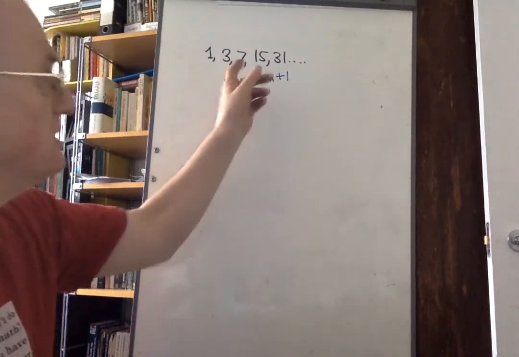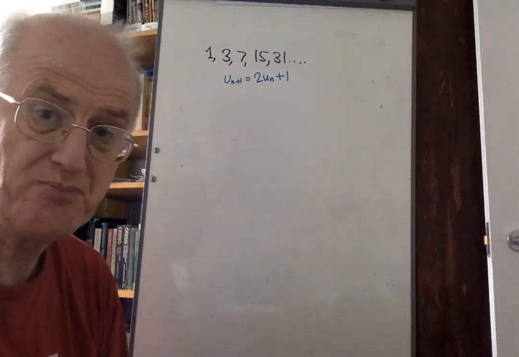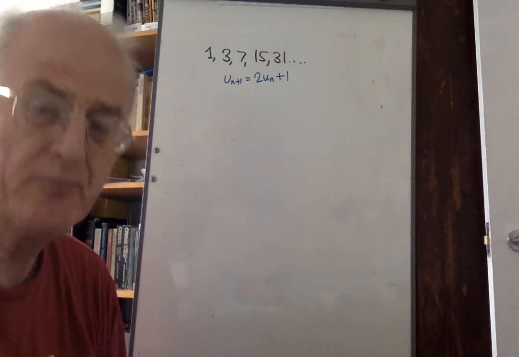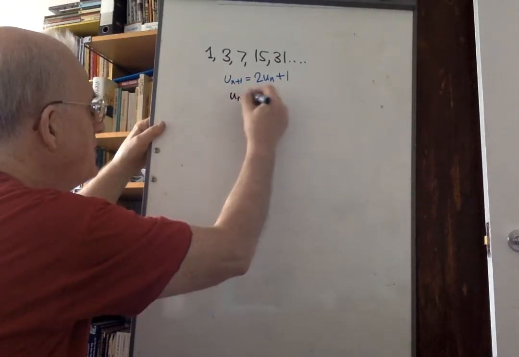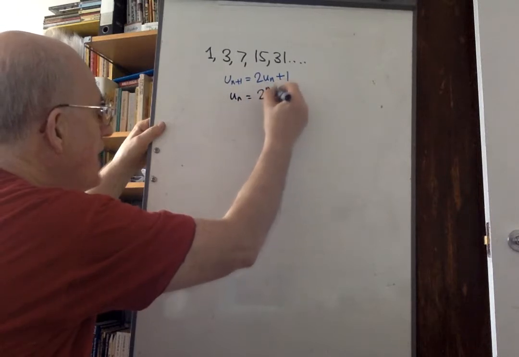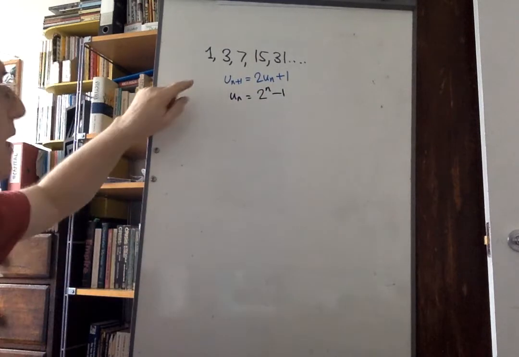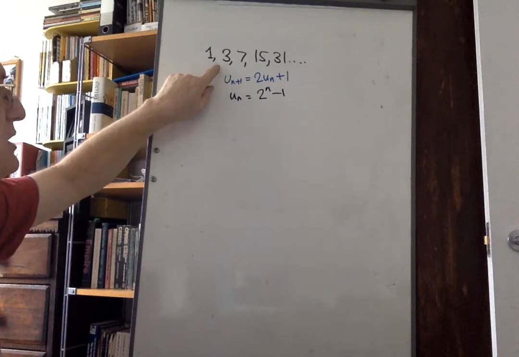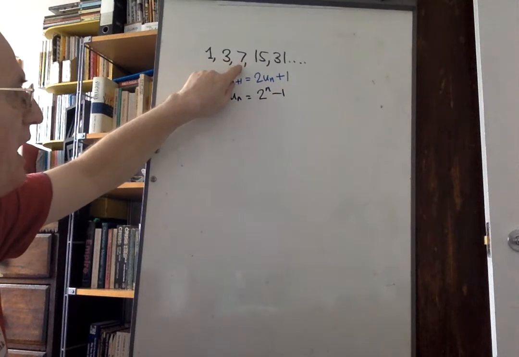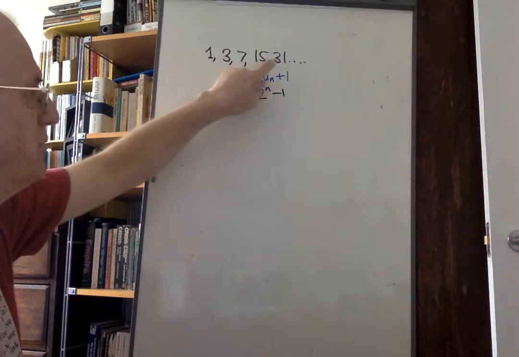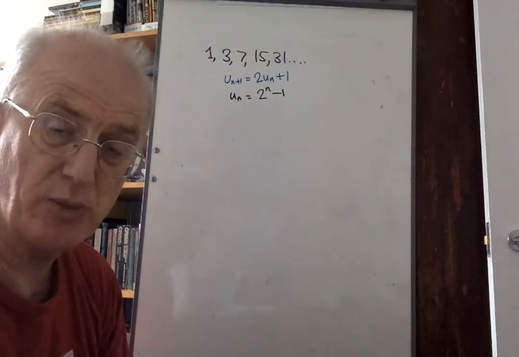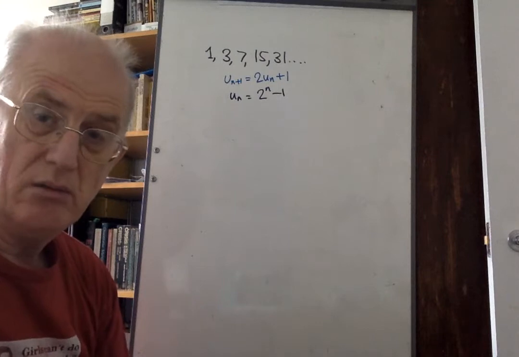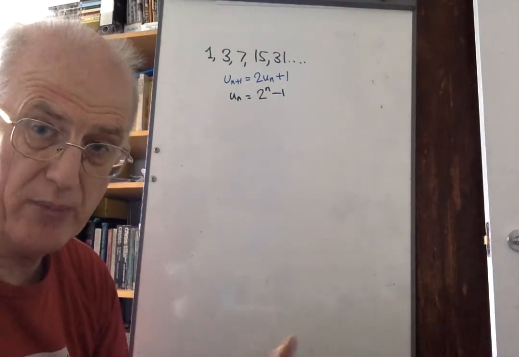So we can look at this and see if we can guess one. Can you guess one? I guess u(n) is 2 to the n minus 1. That works. 2 minus 1, 4 minus 1, 8 minus 1, 16 minus 1, 32 minus 1. The proof by induction is going to tell us whether it's true not just for these small numbers but for all numbers.